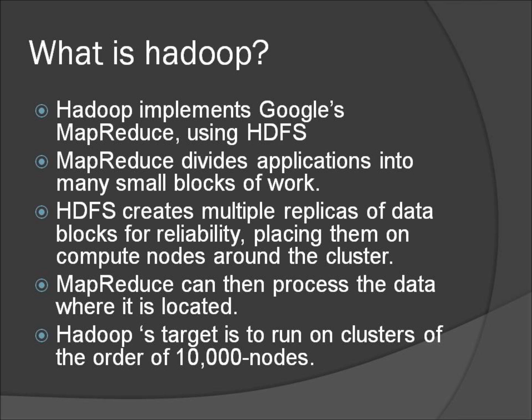MapReduce processes the data where it is located rather than bringing data to the application logic. It processes the application logic where the data resides. This is one of the powerful techniques in Hadoop. Hadoop's strength is in running large jobs on a large number of machines, which can be of the order of 10,000. It is not good for small jobs.